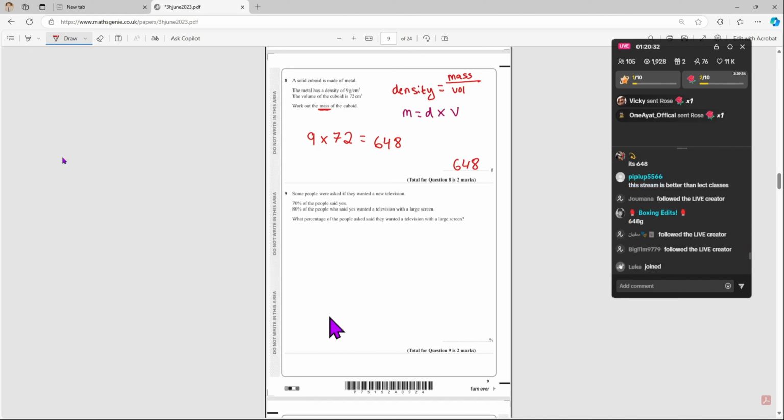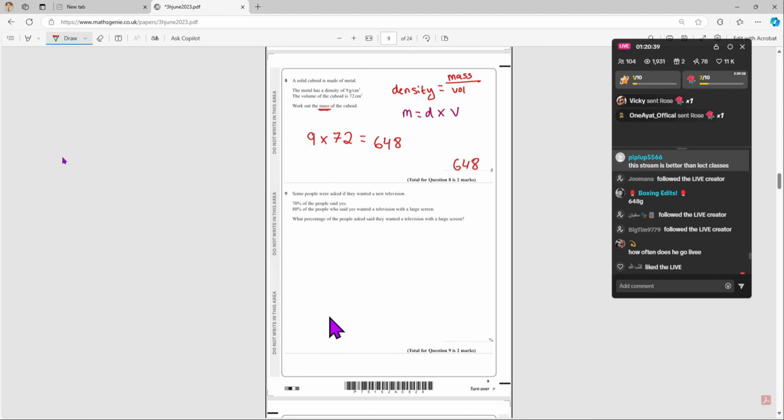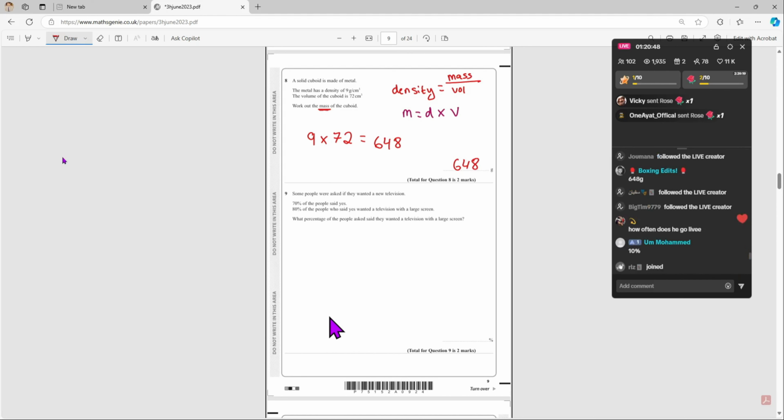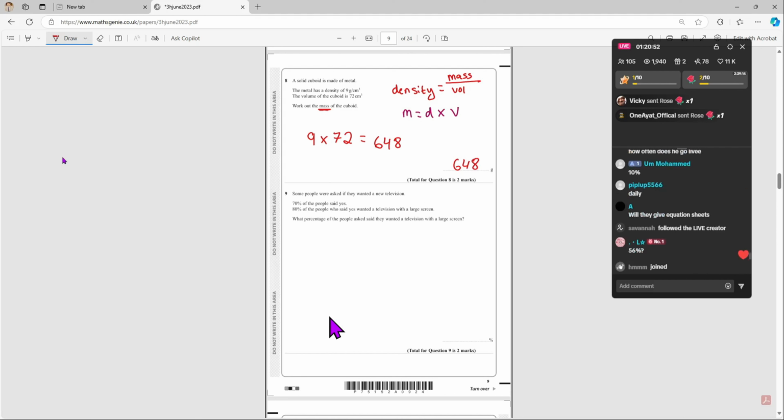So, question number 9. Some people were asked if they wanted a new television. 70% of the people said yes. 80% of the people who said yes wanted a television with a large screen. What percentage of the people asked said they wanted a television with a large screen? So when you have this type of question, this is when you multiply, okay? This is multiplication.